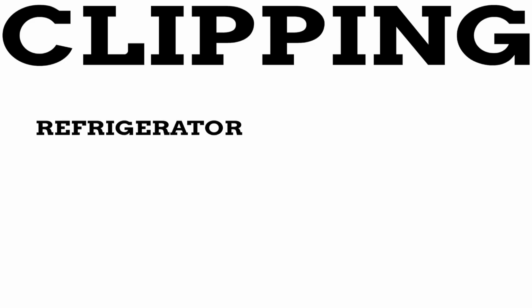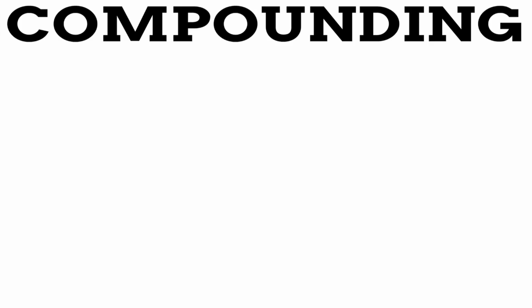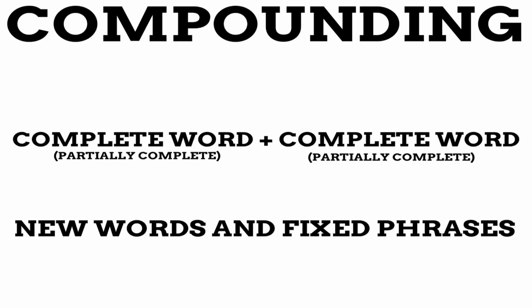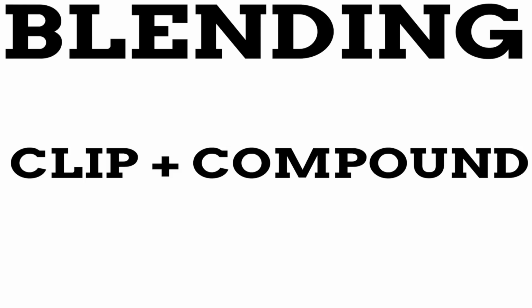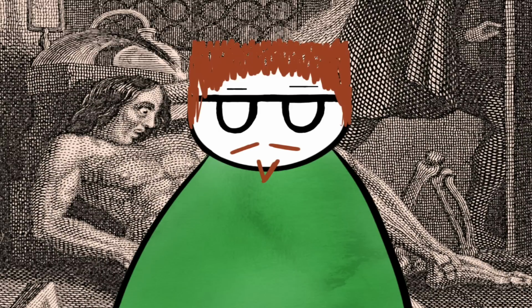Clipping is simply removing parts of words, so refrigerator becomes fridge, veterinarian becomes vet, and telephone becomes phone. Compounding is when we take two complete or partially complete words and put them together to become words or fixed phrases, such as well known, welcome, and bus stop. Blending is what happens when you clip and compound words together, kind of like Frankenstein words. And yes, I know Frankenstein wasn't the monster, let's just move on with this analogy.